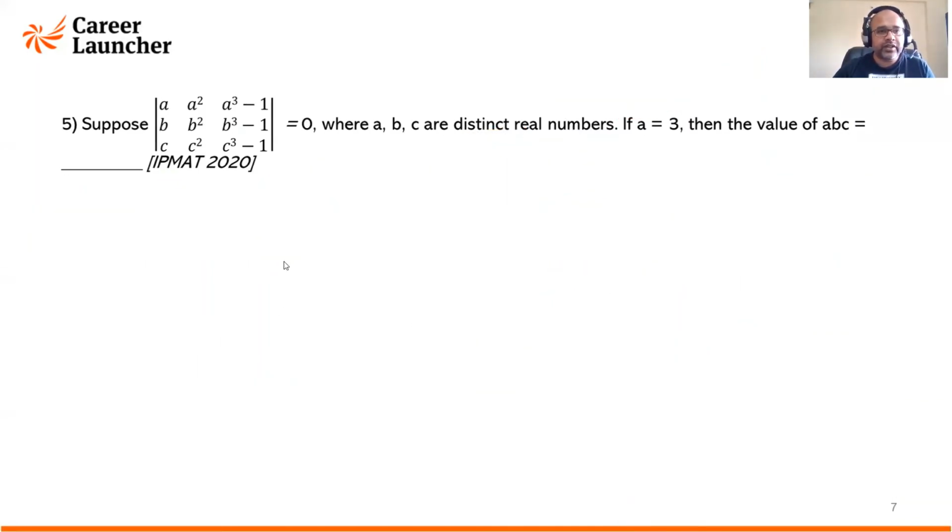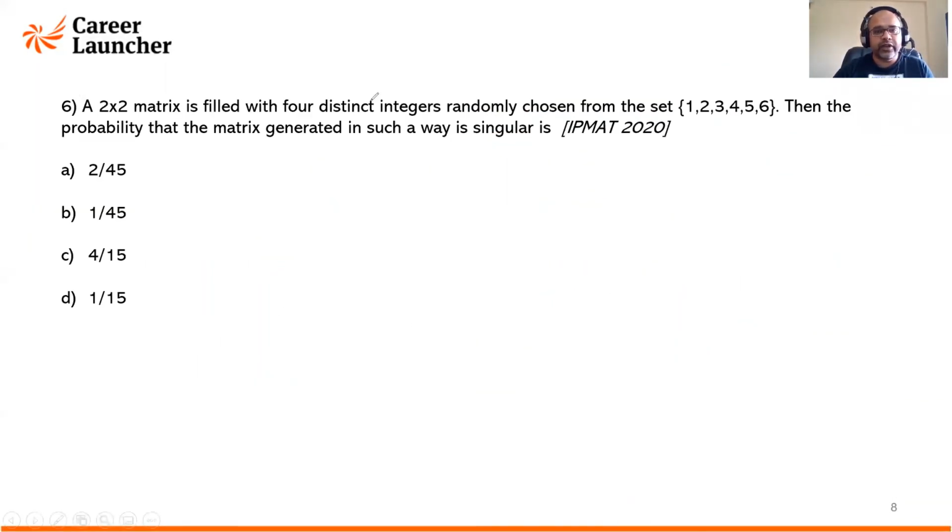Let's move on to the next question. I think this is the last question. There were only 2 questions in 2020 because the total number of questions became half. Okay. So a 2 by 2 matrix is filled with 4 digits. So you have A, B, C, D, randomly chosen from 1 to 6. Then the probability that the matrix generated in such a way is a singular matrix.